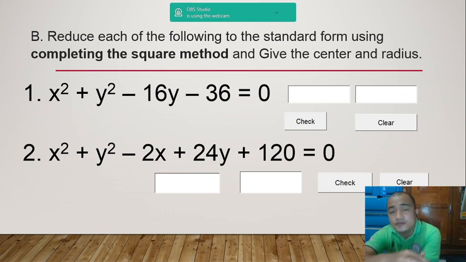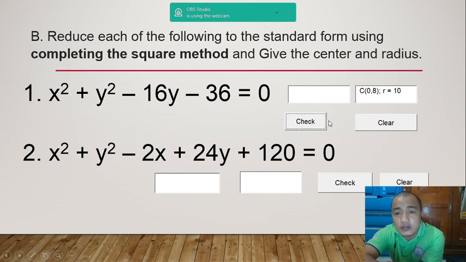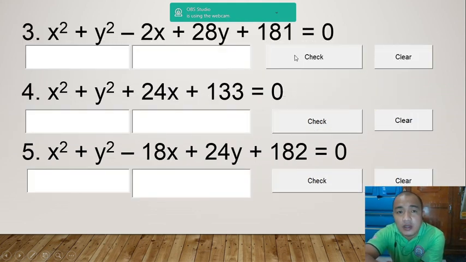Now letter B, this time with solution, because you reduce each of the following to the standard form using the completing the square method. So complete the square method, transform this to standard form. Then from standard form you can now see the center and radius, which is (0, 8), radius is 10. Here, center is (2, -12). I'm sorry, (1, -12), radius is 5. How about in number 3? Center (1, -14), radius is 4. And how about number 4?